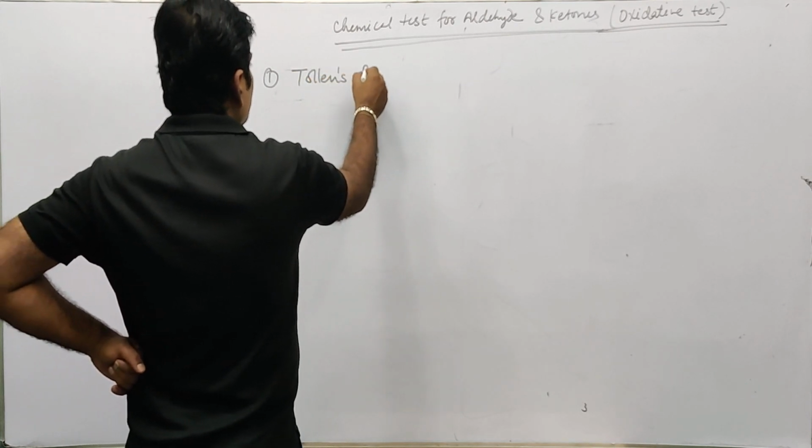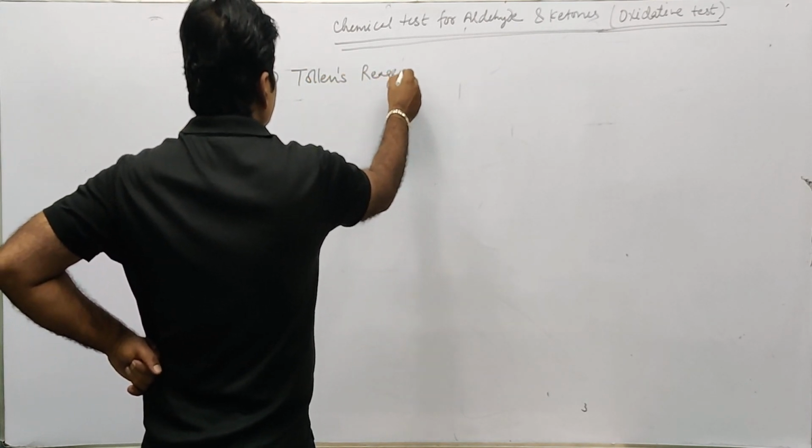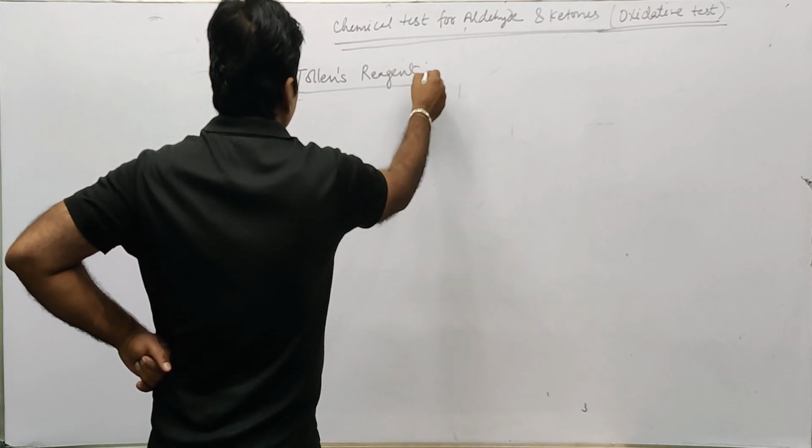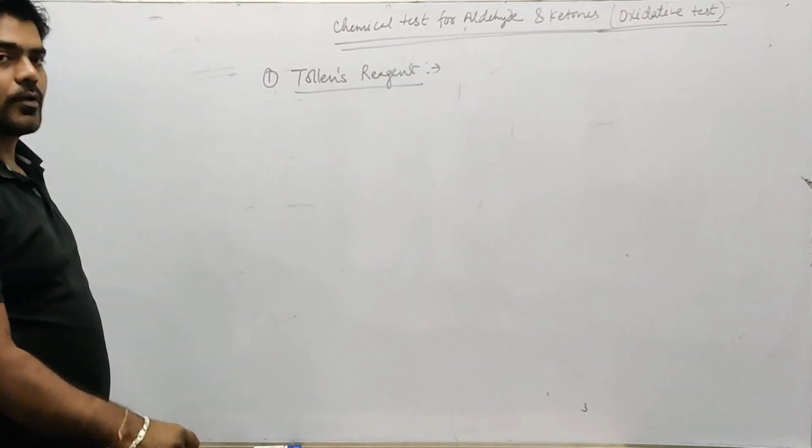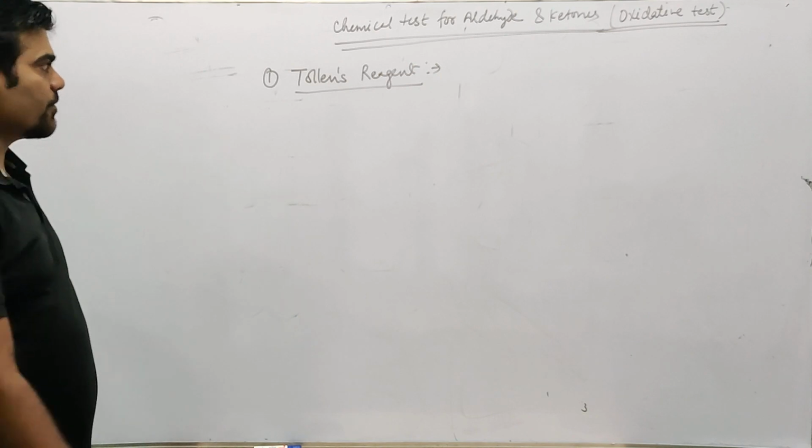Well-known Tollens reagent. Tollens reagent is ammoniacal silver nitrate solution.